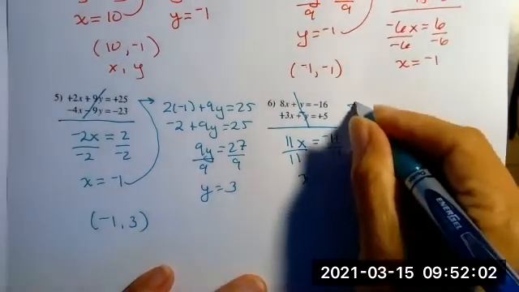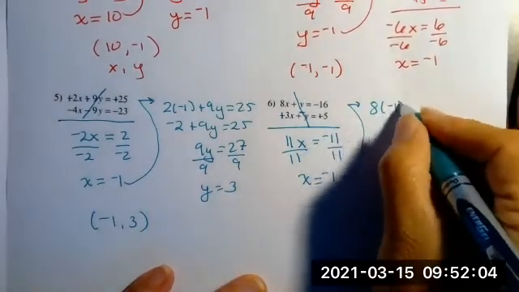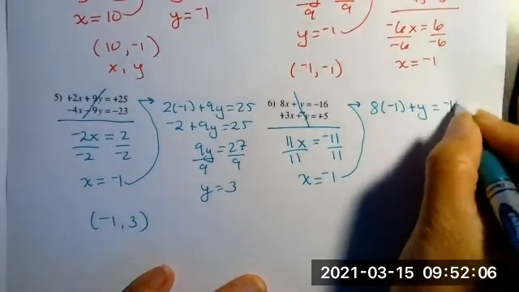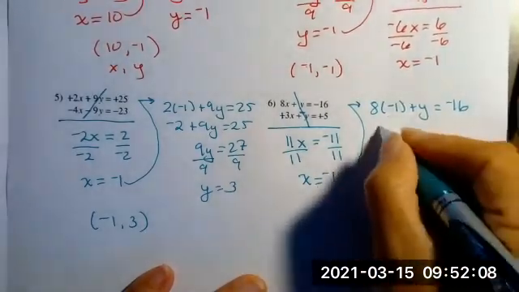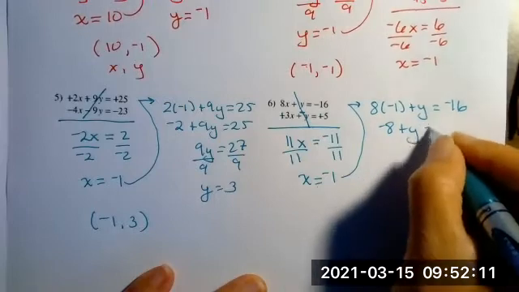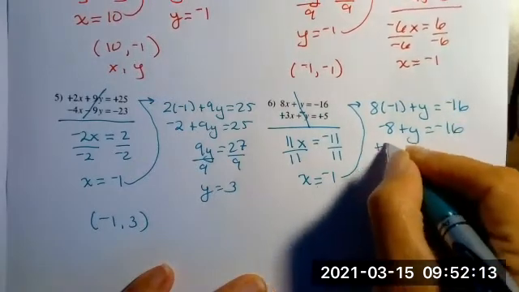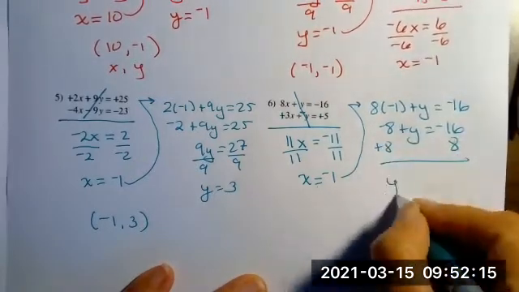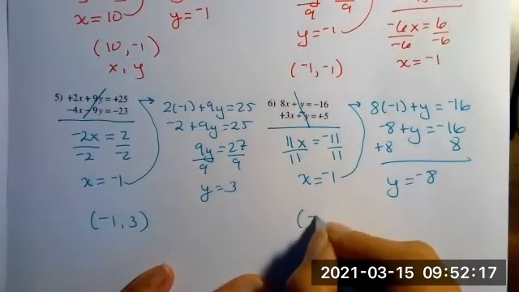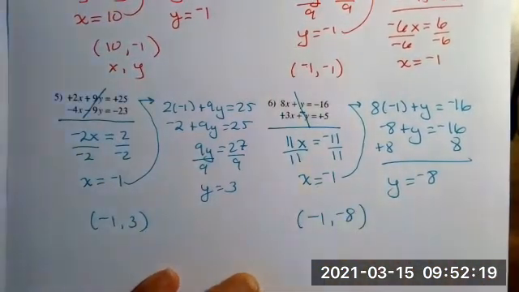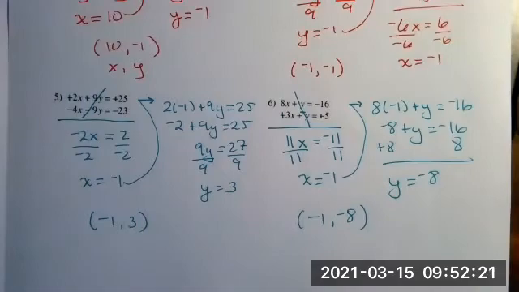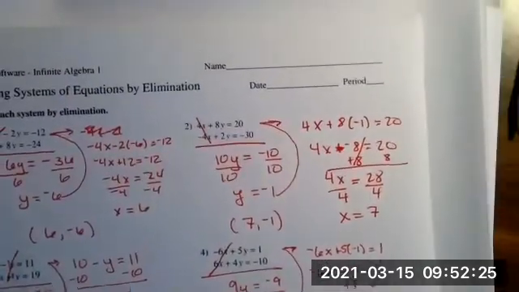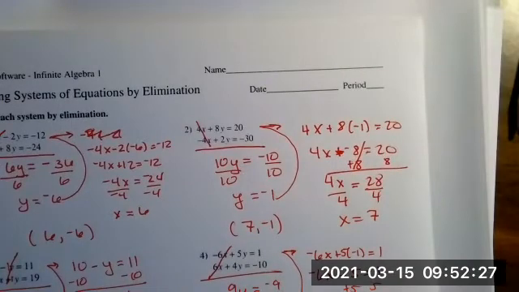I'm going to substitute that back into here. Right, x goes in with the x. Add 8. So negative 1, comma, negative 8. All right. Oops. The other side of my sheet here is this one.